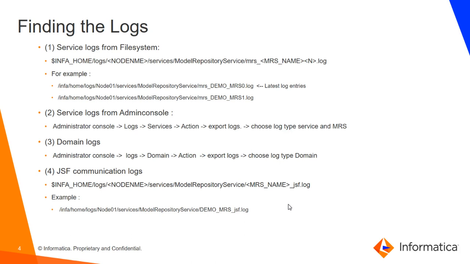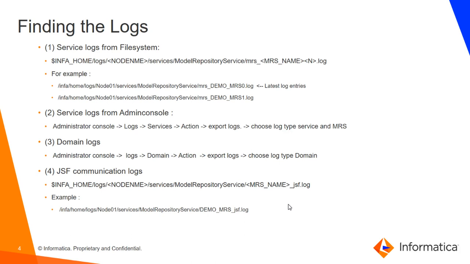In those cases, the actual error would be thrown directly into the domain log, and that is where you can fetch it from the administrator console, logs tab, domain. You can click on the action and click on export logs to get the log for the log type equal to domain. When you do that, your logs for the domain will be exported based on the timelines you have chosen in the dialog. Now next comes your JSF communication log.